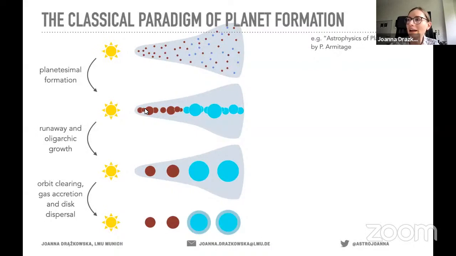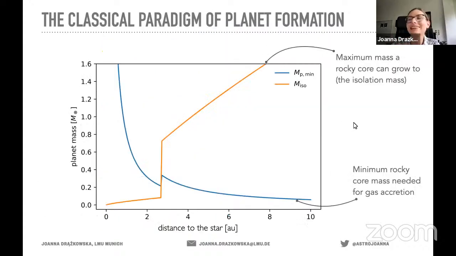And then those oligarchs that managed to grow to large enough sizes within the lifetime of the gas in the disk, those could then start accreting the gas and become the gas giant planets. And then those oligarchs that didn't manage to grow fast enough and large enough, they were left as rocky planets, so terrestrial planets. And a big success of this classical paradigm of planet formation was that it was kind of correctly, for the standards of the solar system, predicting that the gas giants would form in the outer parts of the protoplanetary disk, outside of the so-called water snowline.